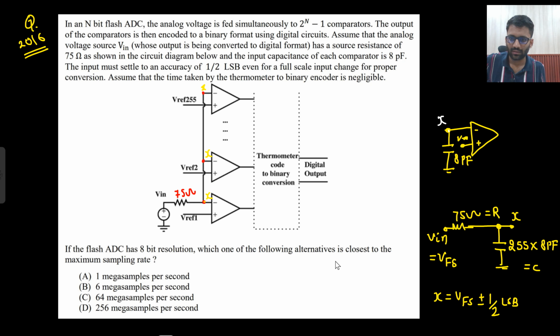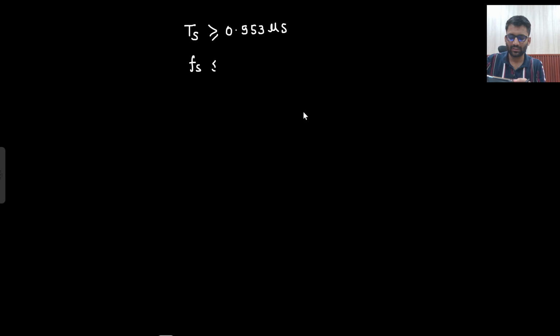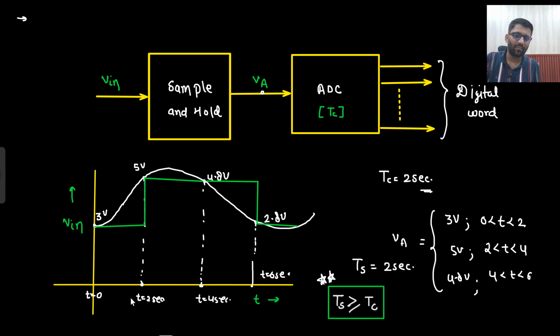So what is the conclusion? That my sampling time should be greater than 0.953 microseconds. This is the sampling time. This should be greater than, or in the worst case, equal to. So you can just take the reciprocal. I just need to find the sampling frequency, right? What are they asking? Sampling rate or sampling frequency? Sampling rate. So just take the reciprocal of this. So what am I getting? 1.04 megahertz, or I can say mega samples per second, right? Basically here what was my sampling time?